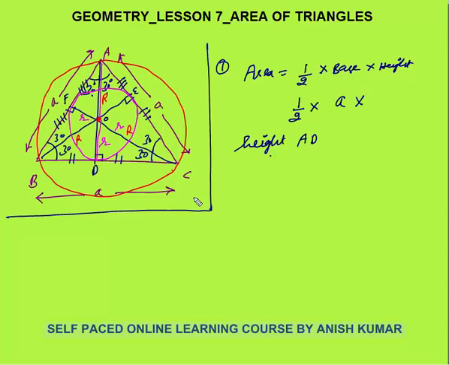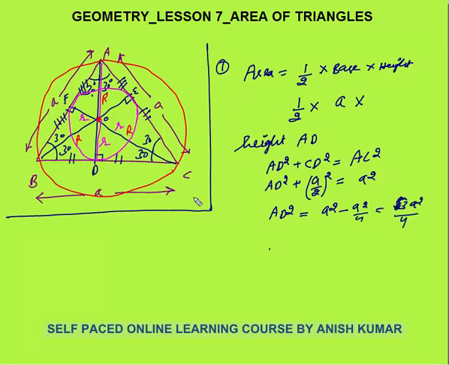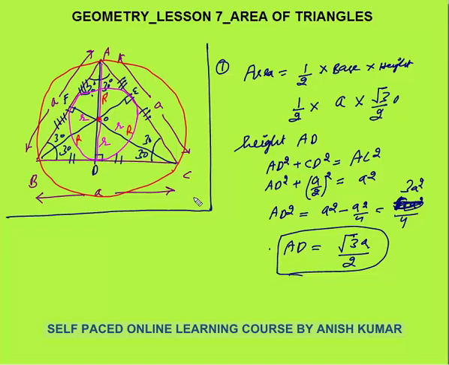How can you calculate it? You can apply the Pythagoras theorem: AD square plus CD square equals AC square. CD is A by 2, because the complete length is A centimeter, and AC square is A square. So you will get AD square equals A square minus A square by 4, that is 3A square by 4. So AD would be root 3 by 2 A. Very important, the height of an equilateral triangle is root 3 by 2 A.